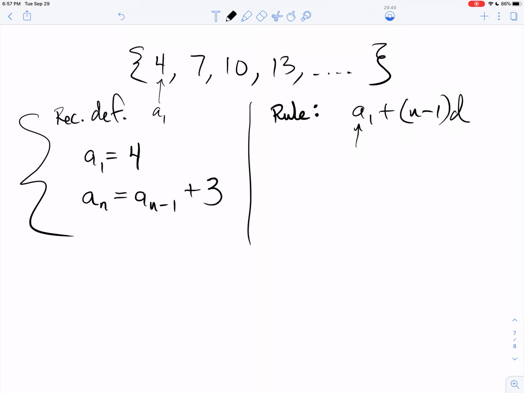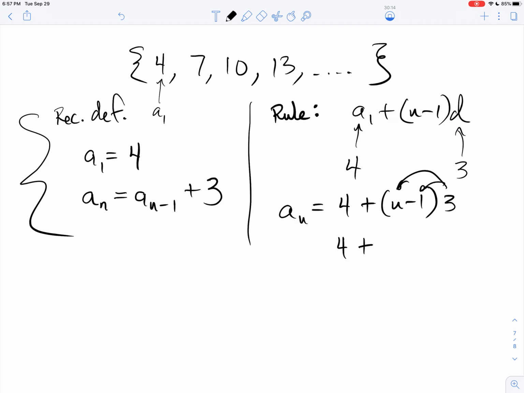And what do they want me to put here? They want me to put A1. What do they want me to put here? They want me to put D. And then what do I say? Well, this rule is called the nth term. That's why a sub n, the number in the list, the nth term, is equal to a1 plus n minus 1 times d. And then I go like this, and so I get 4 plus 3n minus 3. I can smush these two pieces together and get 3n plus 1.